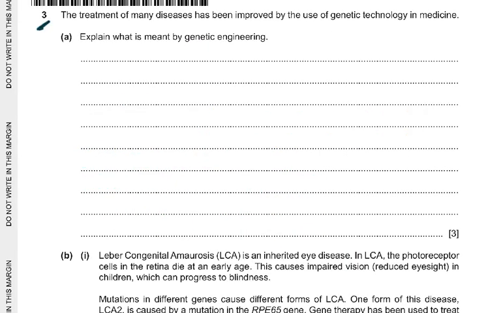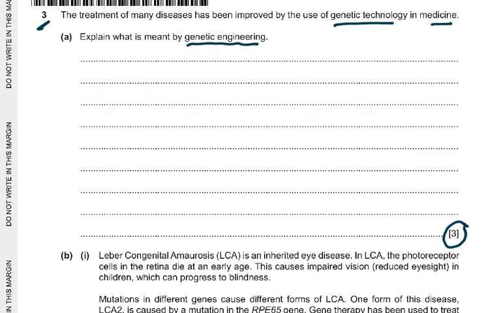Now, coming to question number 3: the treatment of many diseases has been improved by the use of genetic technology in medicine. Explain what is meant by genetic engineering. 3 marks. What is genetic engineering? The manipulation of genetic material. You take the gene or the allele and transfer it into another organism, and then you ensure that the expression of the gene takes place.